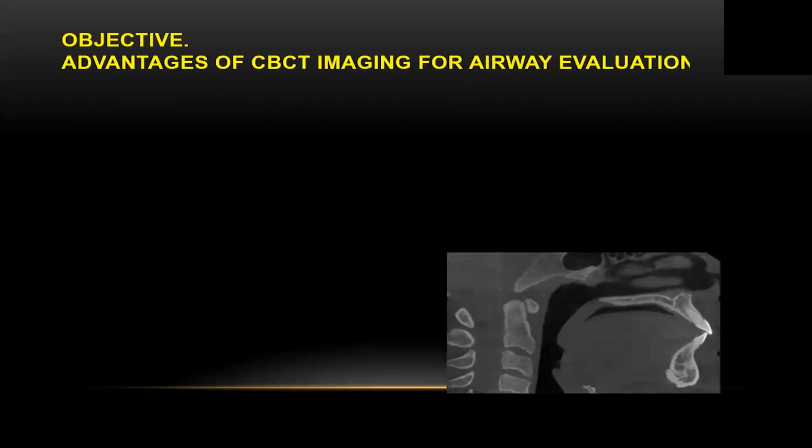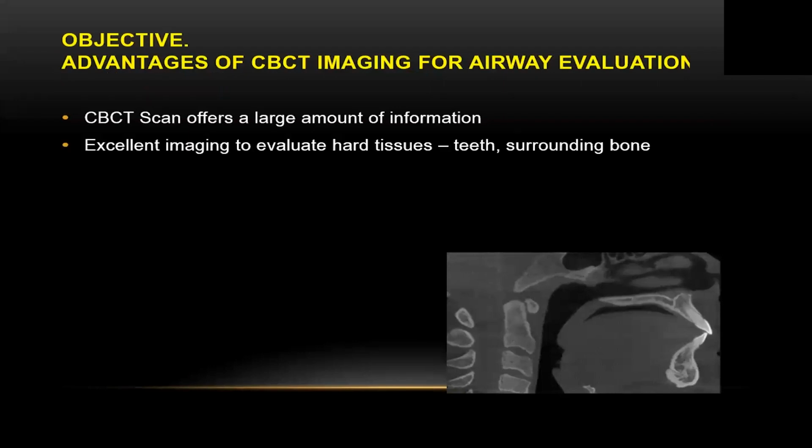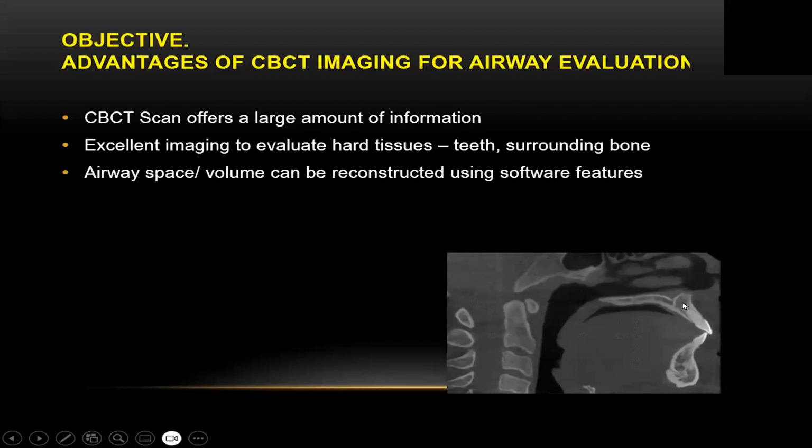Regarding the first objective, the advantages of cone beam. Cone beam is offering us a large amount of information. And this is really good information when we are looking at hard tissues. So when you're looking at teeth, when you're looking at bone, maxillofacial bone, which is holding the teeth together, this is a really good image. And airway space, the dark area can be reconstructed. All of the softwares that you have in your office do a great job showing a lot of colorful images, which I will show you shortly. But here with cone beam CT, we are able to create an airway volume.